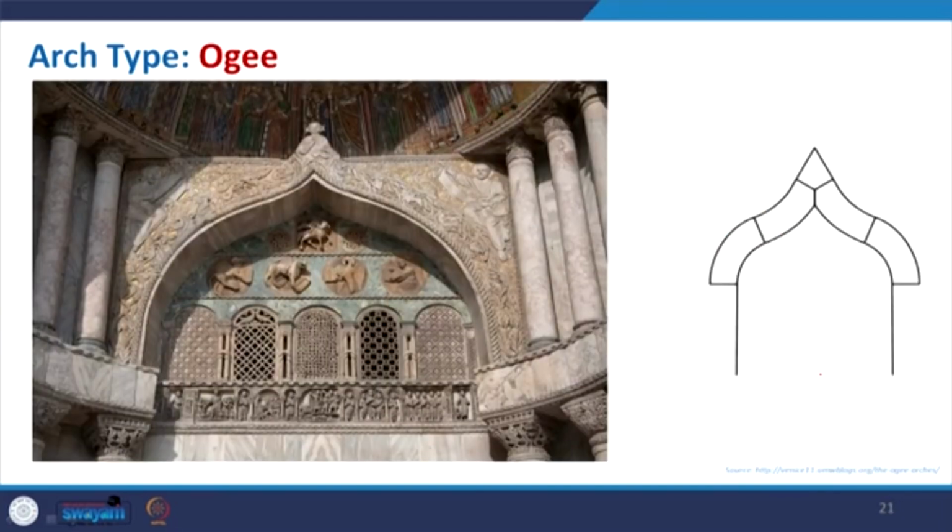Now, the ogee arch looks something where the arch is not in the same direction, it is formed in the other direction and gives some dynamic form. So, this is the ogee arch being used.